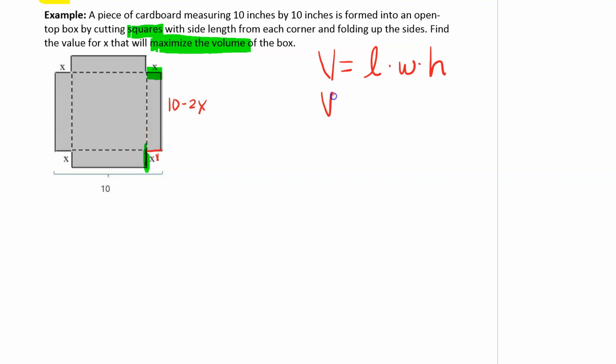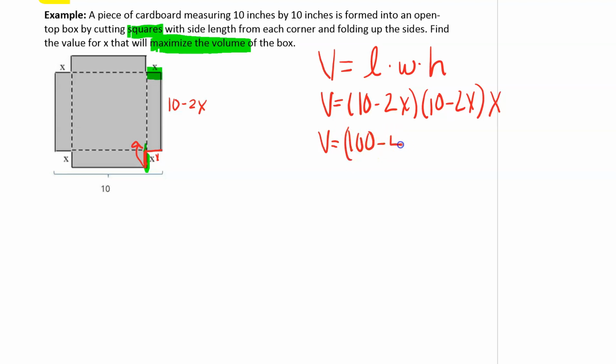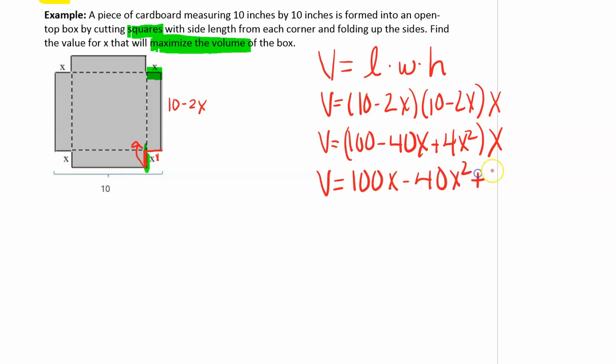And so what would be my length? It would be 10 minus 2x. What would be my width? 10 minus 2x. And what would be my height? Well, if I take this and fold it upwards, that would be my height of just x. So I'm going to go ahead and complete my algebra of this and multiply this together. This gives me 100 minus 40x plus 4x squared times x, and then distribute that x in there. So that gives me 100x minus 40x squared plus 4x cubed.